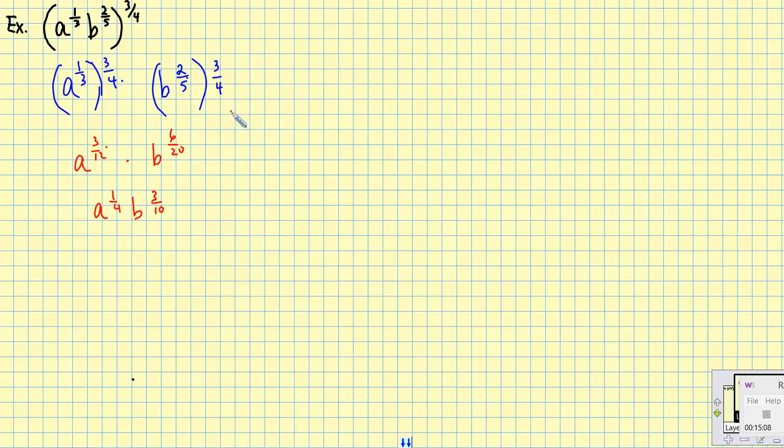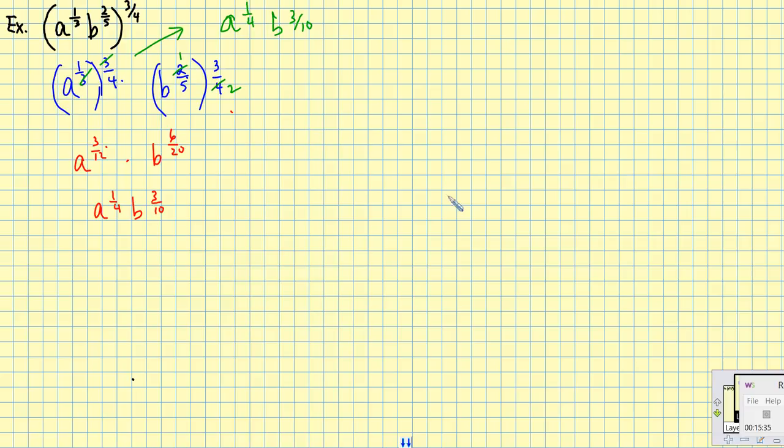Now, if I had done this problem by reducing it down first, just to show you, I could have done 3 and 3 cancel themselves out. So I have here a to the 1/4, and then I could have canceled out the 2 with the 4 here, and it would have been b to the 3/10. Again, I'm getting exactly the same answer. I just made my life a little bit easier by simplifying it a bit.